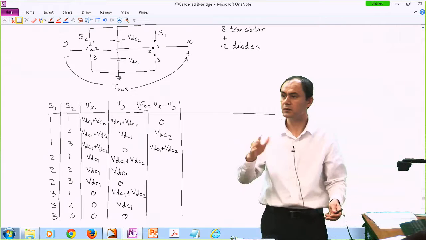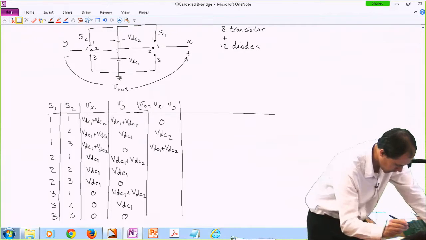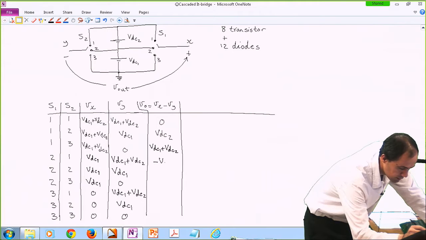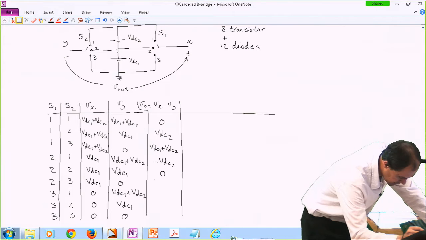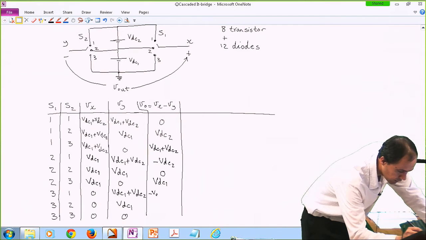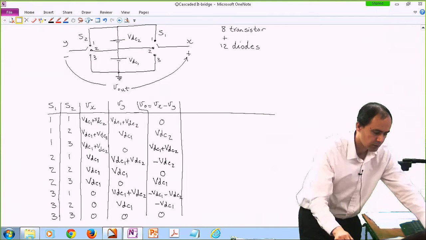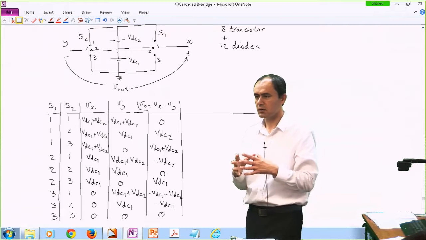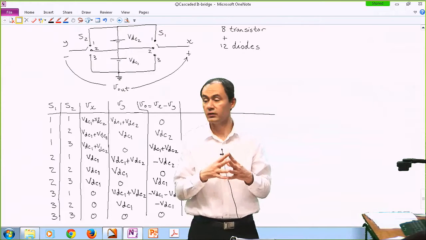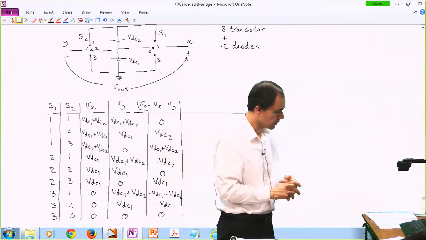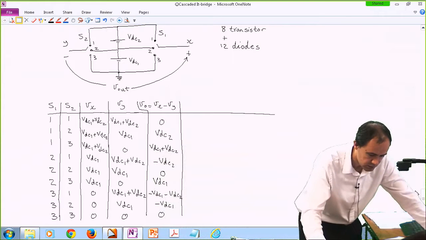And the difference between these two columns is my output voltage. So then it becomes negative VDC2. It becomes 0. Then it becomes VDC1. And then negative VDC1. Negative VDC2, and then negative VDC1, and then 0. So total, I was expecting to have 9 possible states. 3 of them are giving me 0, so there is a redundancy there. So I can get up to 7 levels.